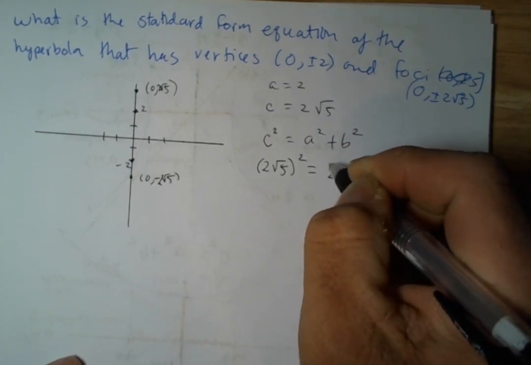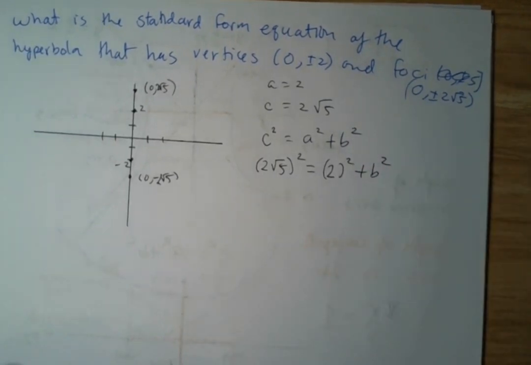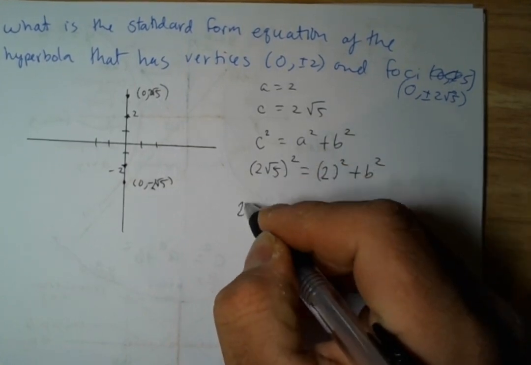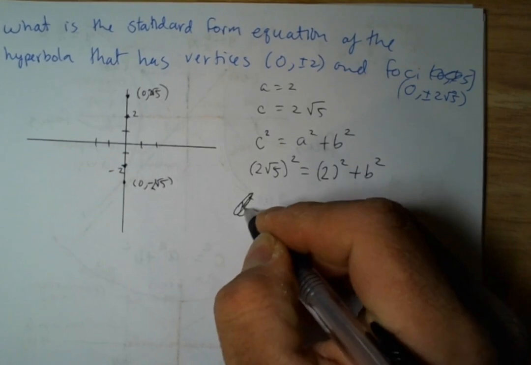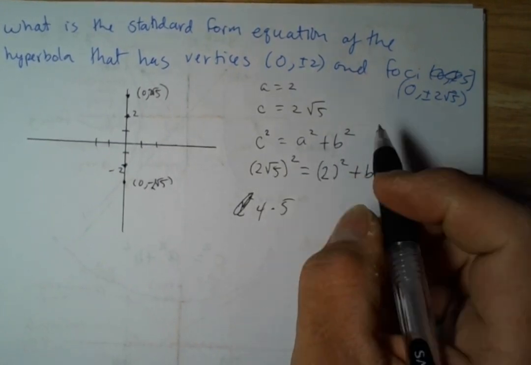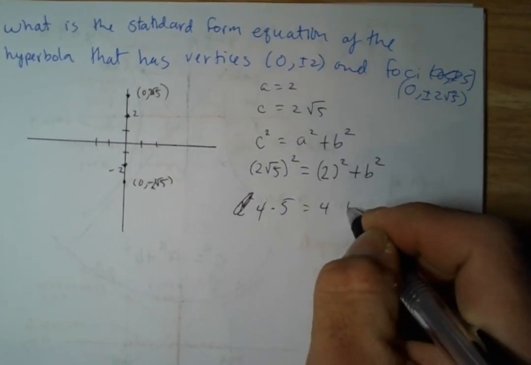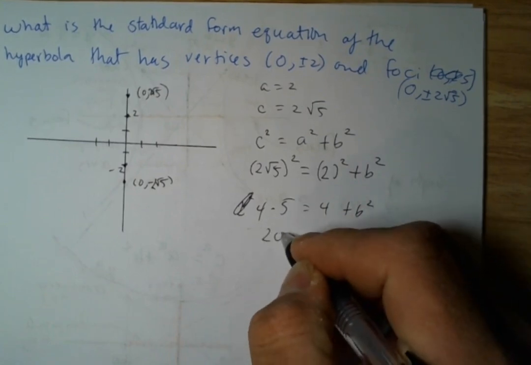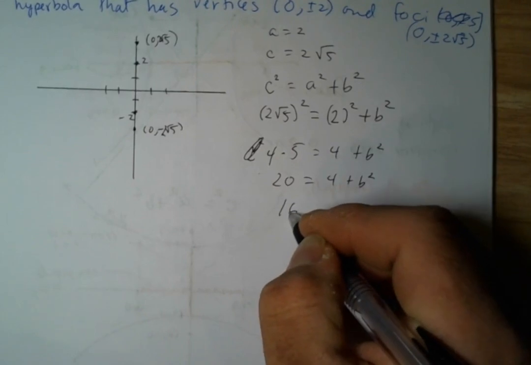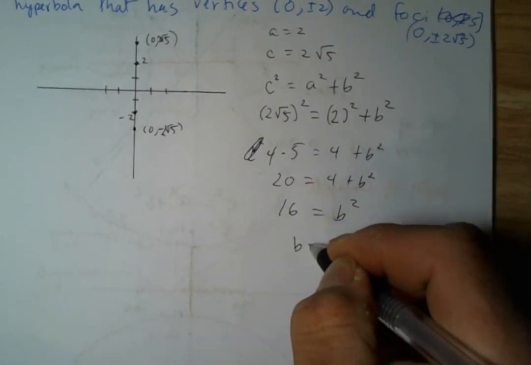Plugging in the value for c, we have (2√5) squared, and my value for a is 2. When I square these, remember, this is a product, so each factor gets squared. 2 squared is 4. The square root of 5 squared is 5. And here we'll have 4 plus b squared. Multiplying this out, we get 20 equals 4 plus b squared, and we get 16 is equal to b squared, or b is equal to 4.